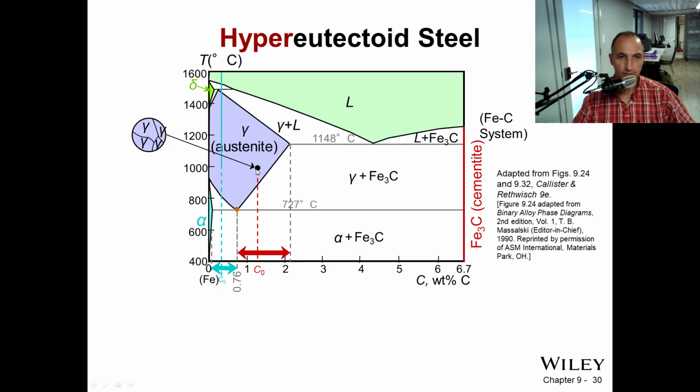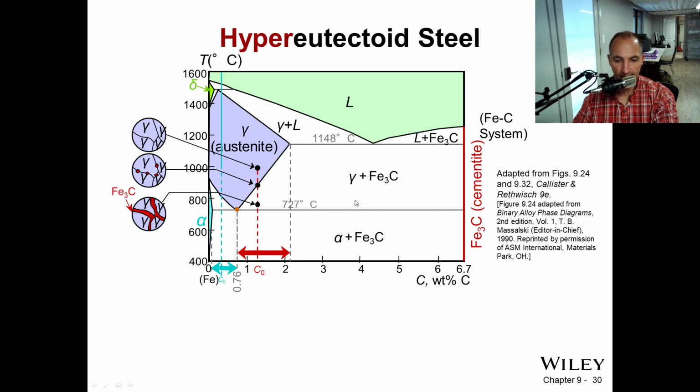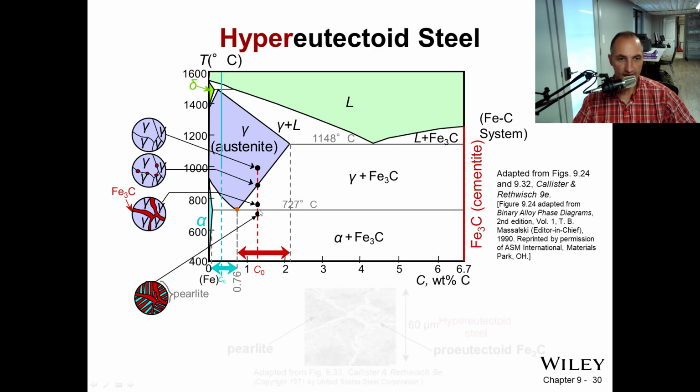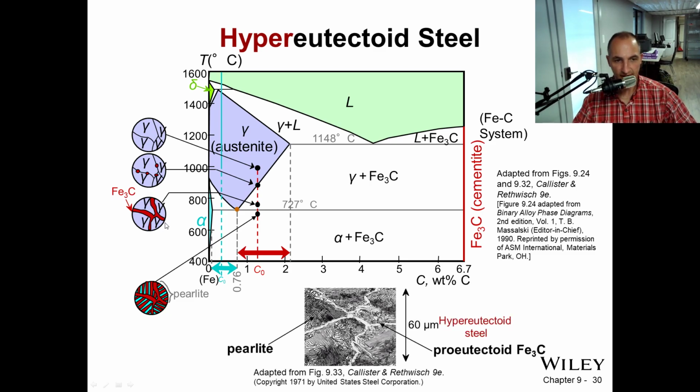The hypereutectoid, hyper meaning above the eutectoid point. We start out with all austenite. We're forming precipitates of iron carbide, and as we continue to cool, the iron carbide grows and grows, and then all the remaining austenite converts to perlite.